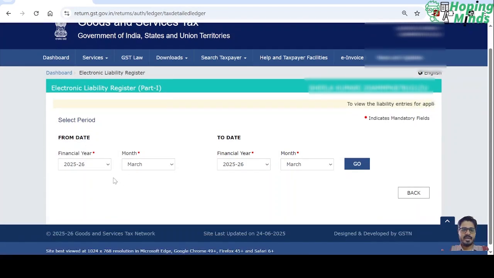We have to select the period, financial year 25-26. Let us select April till 25-26 and let us select the period May and go.